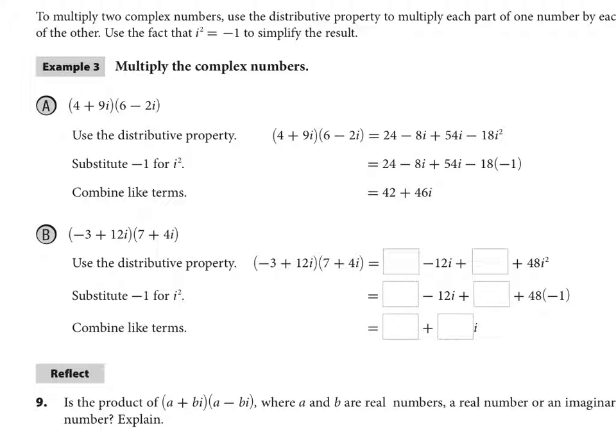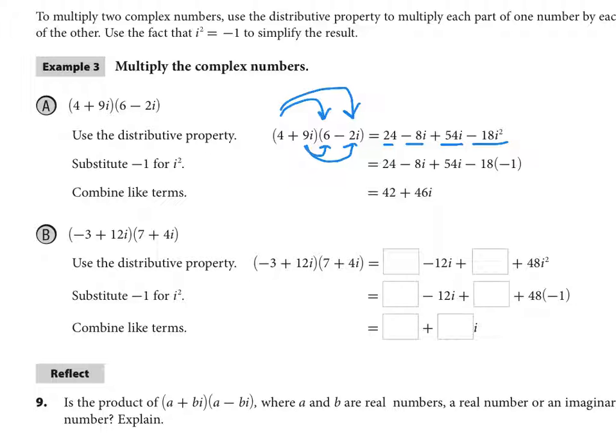Turning to the next page, we're going to look at how to multiply complex numbers. You're simply going to use the distributive property. So in example 3, letter A, we have the quantity 4 plus 9i times 6 minus 2i. So you distribute that 4 times 6, 4 times negative 2i, that gives me 24 and a negative 8i. Distribute the 9i, that gives me 54i, and 9 times negative 2i is a negative 18i squared, because we have i times i.